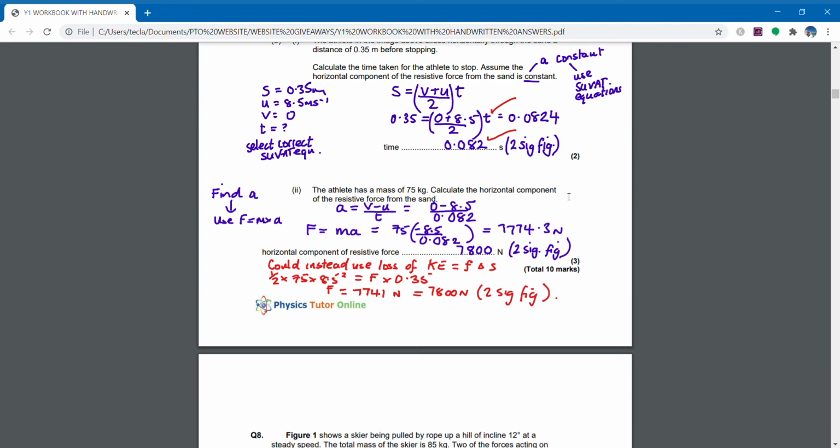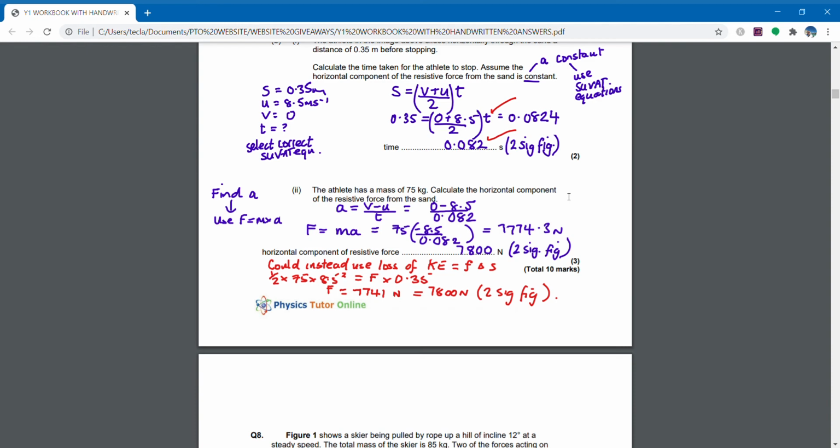And then multiplying that value by 75 to get the force. So it's F equals m times a, and that is 7774.3 newtons, or 7,800 newtons to 2 sig fig. We could instead use loss of kinetic energy equals force times displacement, which is the work done.